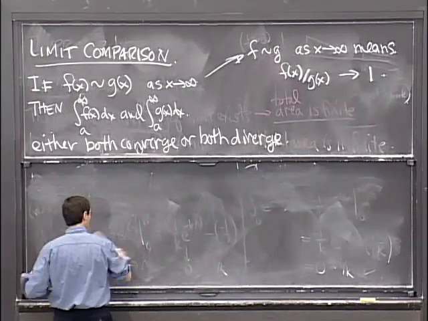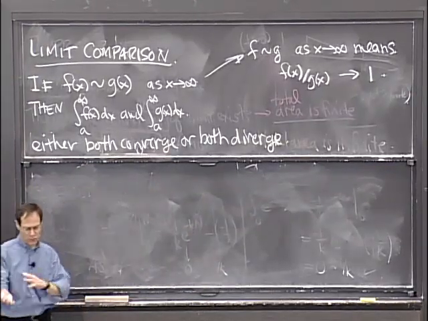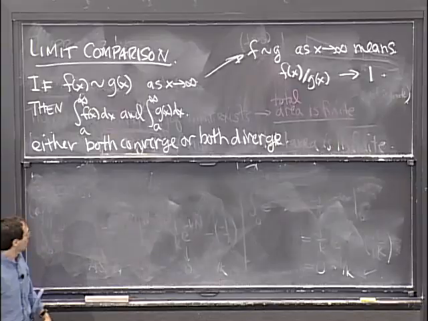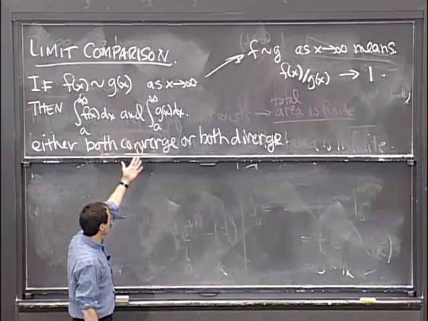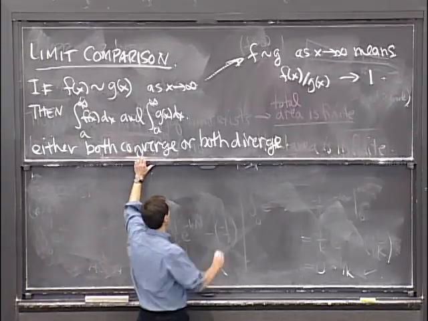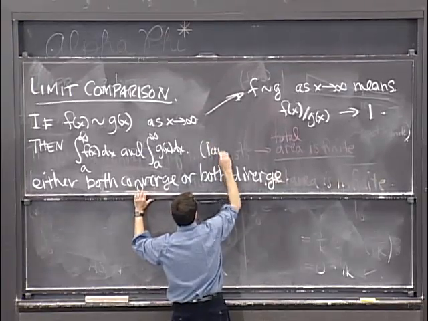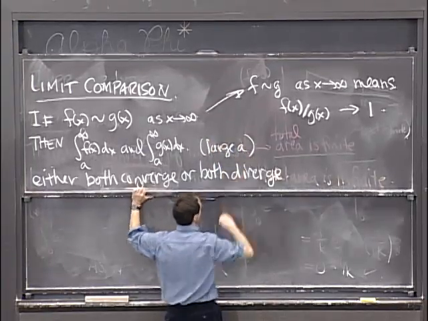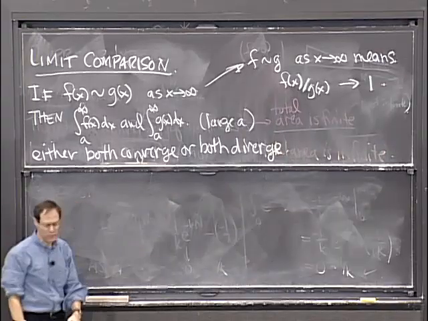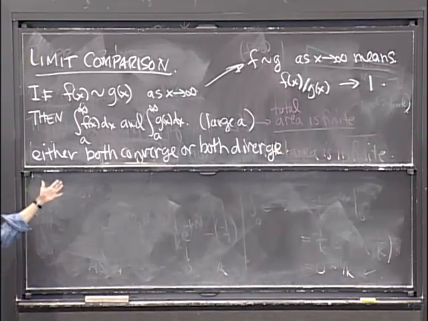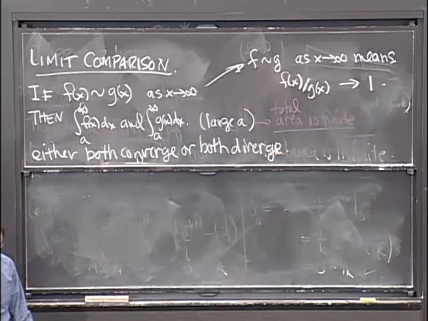This is more or less obvious. It's just because far enough out, this is for large A, if you like. We're not paying any attention to what happens. It just has to do with the tail. And after a while, f of x and g of x are comparable to each other, so their integrals are comparable to each other.